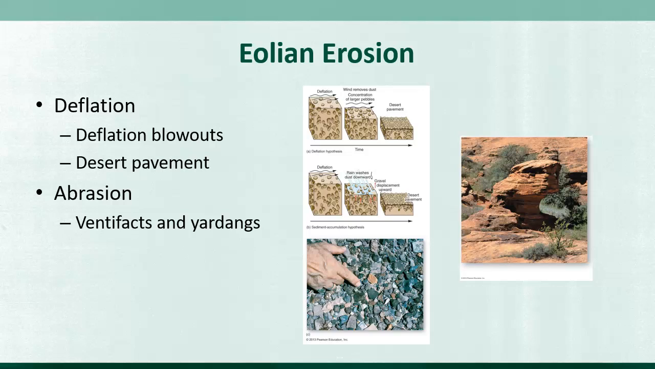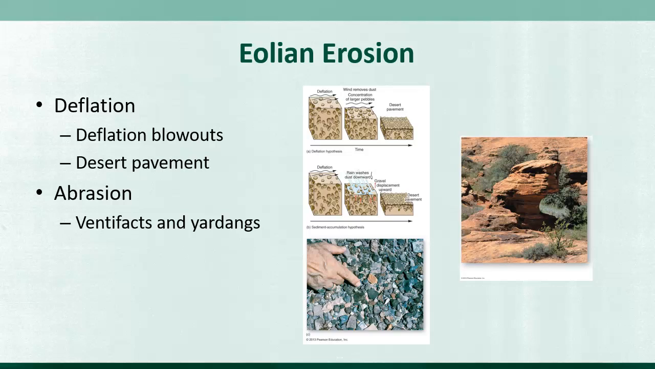The erosion of landscapes by wind, or aeolian erosion, often revolves around the deflation of material. And that means loose, light particles are picked up by the wind and transported away to be deposited in some other place. One of the key features that's produced by deflation is what's called desert pavement. And this diagram shows how desert pavement takes place.